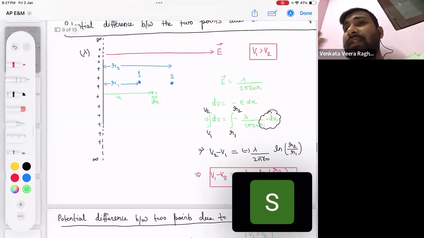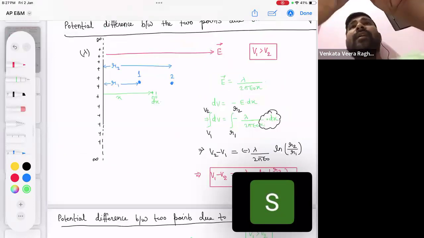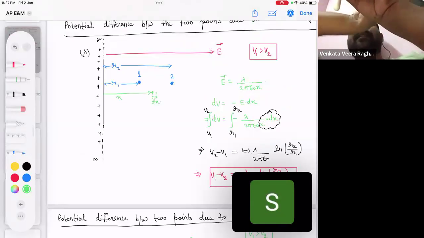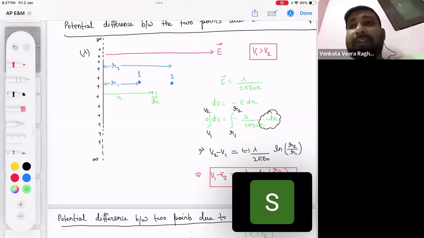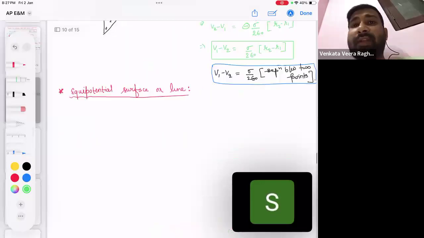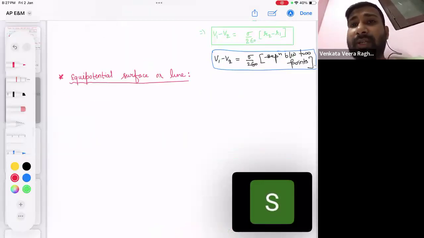What kind of surface will be an equipotential surface? If it is an infinite wire, can I say that if I make a cylindrical surface enclosing the wire, that surface is going to be an equipotential surface? Theoretically, what does it mean by equipotential surface?